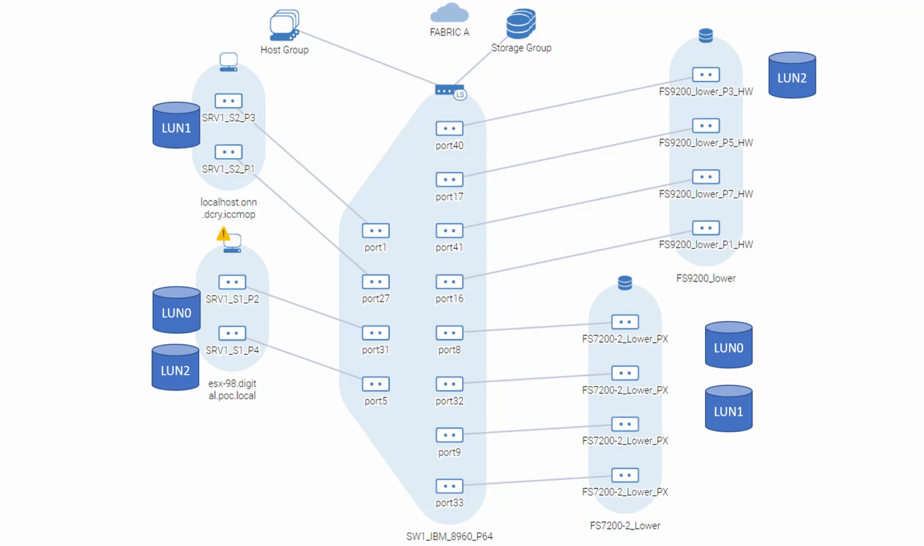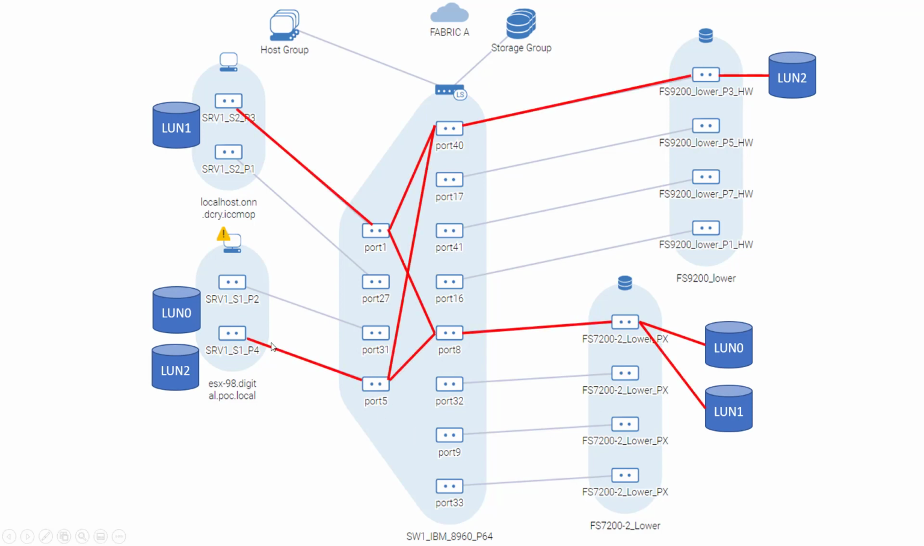Some of the ports are sharing traffic. For example, the port 5 here that is used by this server is used to access this storage system and this storage system. The same way, the port 40 here that is connected to that storage system is used to access this host and this host.